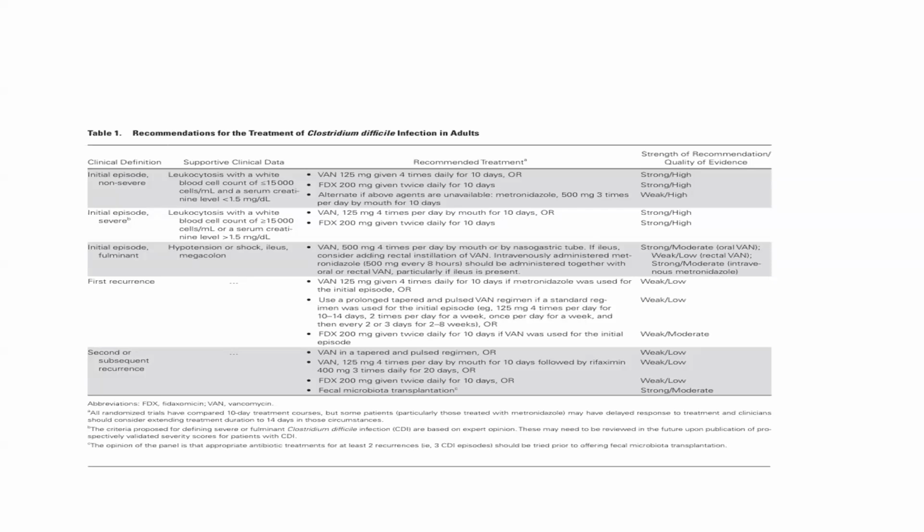Then if there is a recurrence more than one time, we can again treat it with the vancomycin tapered or pulse regimen. So what is the pulse regimen? Just now we have seen that it is 125 mg 4 times a day for 10 to 14 days, then 2 times per day for a week, then 1 time per day for a week, and then every 2 to 3 days for 2 to 8 weeks.